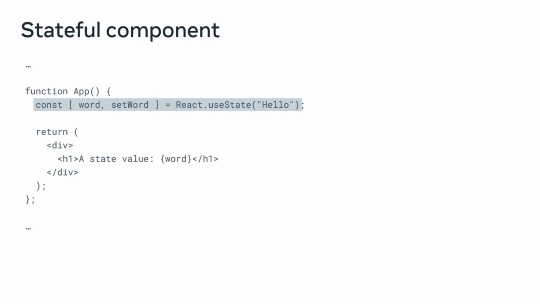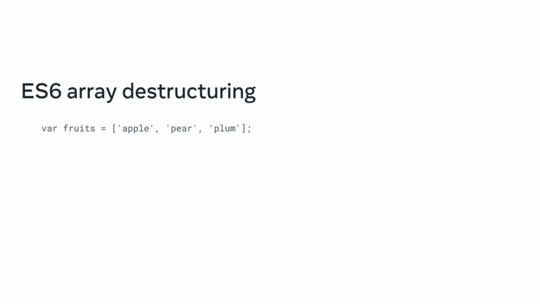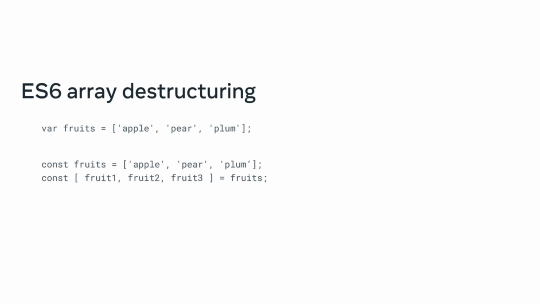If you're familiar with how array destructuring works in plain JavaScript, this line of code might already make sense to you. But to make things clear, consider an example array called fruits, which contains the three strings apple, pear, and plum. With its ES6 version, JavaScript introduced the concept of array destructuring, which allows you to assign several variables from the array using a single line of code. In other words, you can assign apple, pear, and plum to the fruit1, fruit2, and fruit3 variables quickly instead of one at a time.